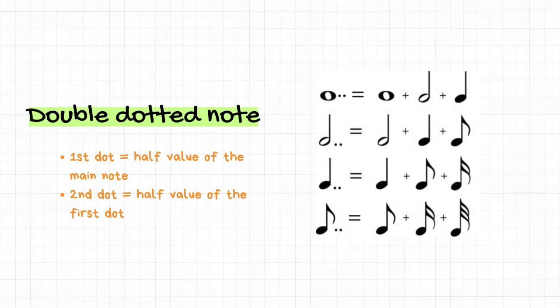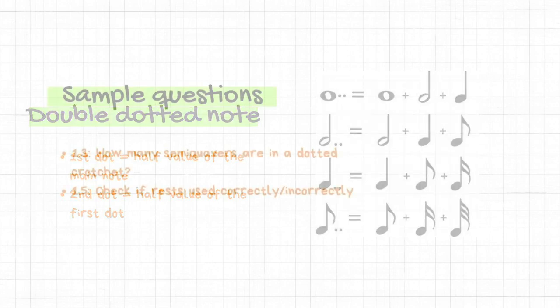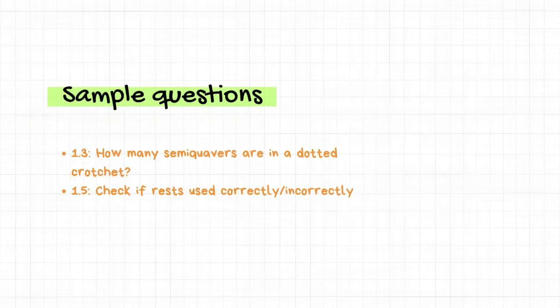And the following one will be the double dotted note. As we said earlier, the first dot is half the value of the main note. And for the double dotted, the second dot will be half the value of the first dot. For example, in the double dotted semibreve, the semibreve is the original note. The first dot will be half of a semibreve, which is a minim. The second dot is half of a minim, which is a crotchet. So in total, we'll get 7 beats for a double dotted semibreve. The procedure is the same for all the other double dotted notes, so please refer to this diagram for the information.